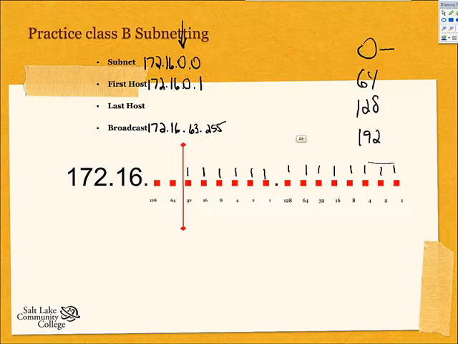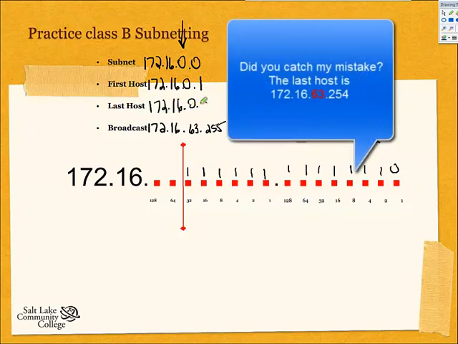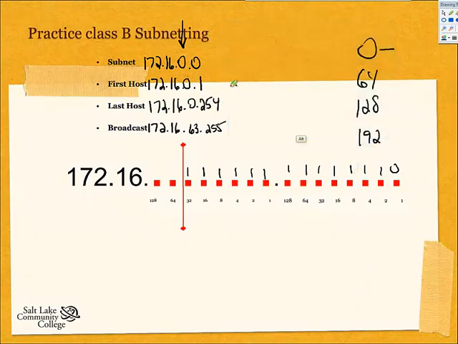Well, having said that, what's going to be the last host? Well, the last host is going to be the last possibility before the broadcast. And so that is, if we take this one off and make it a 0, we end up with 172.16.0.254. That's not difficult at all. As long as you remember the rule about getting your broadcast address, to me, that's probably the key. Find your broadcast, turn all those bits on, look for the number.